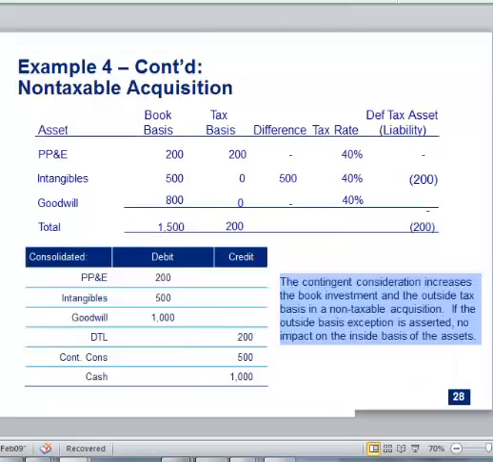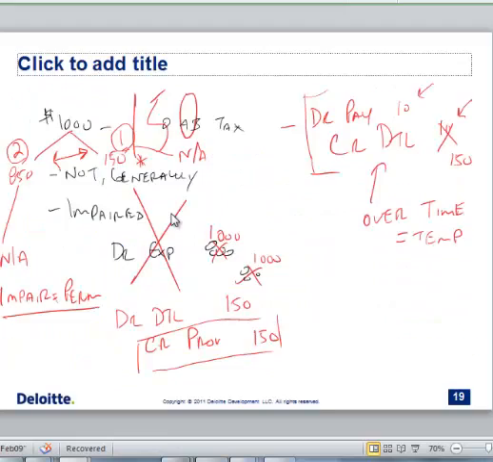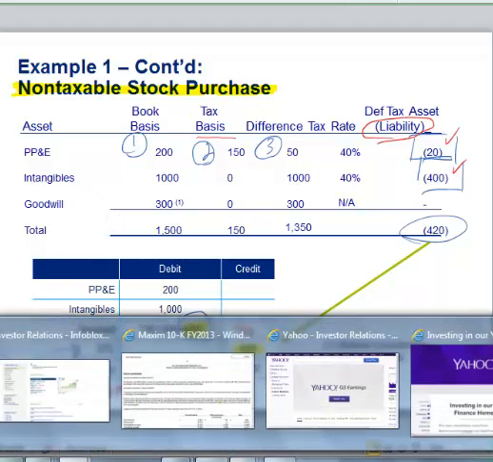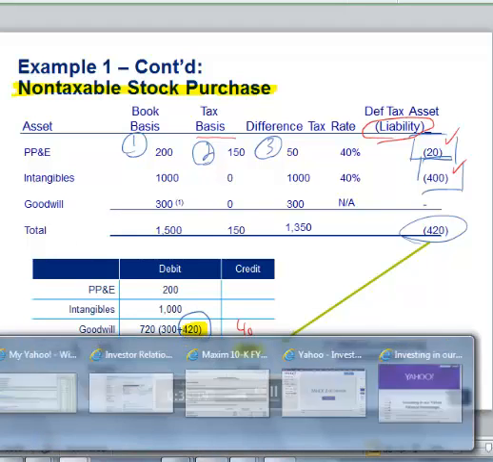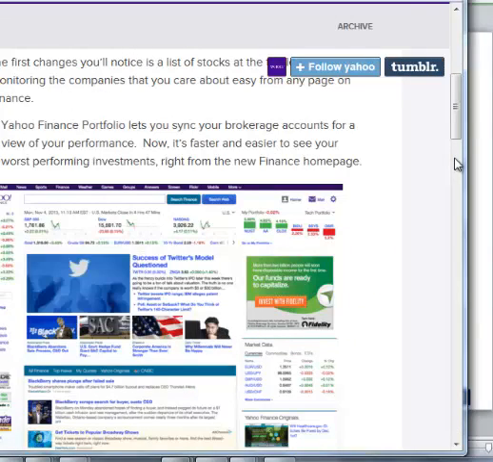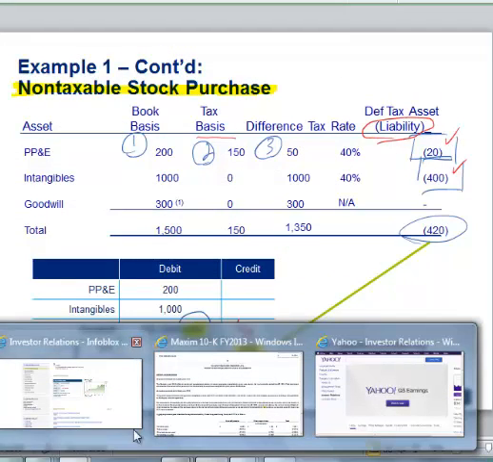So if you have the intellectual interest, here's what I would tell you to do. If you pulled up the 10Q for Yahoo in Q2, what you would see is when they bought Tumblr, they paid around $1 billion.